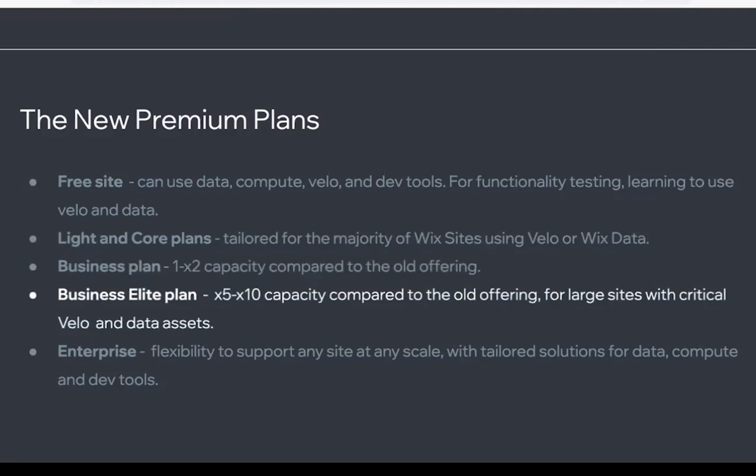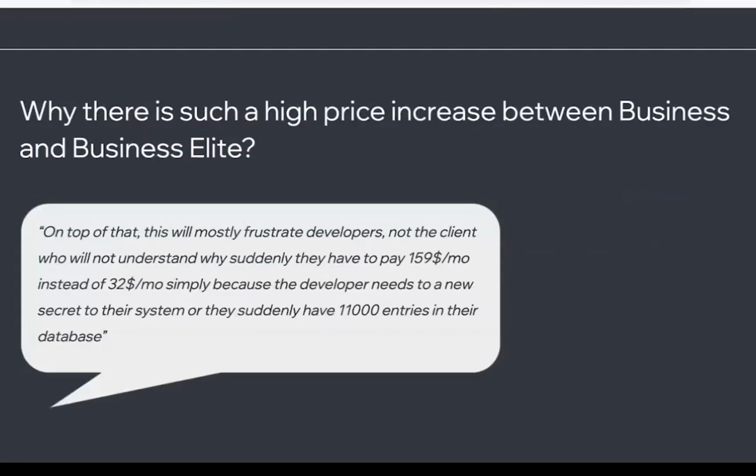Limits, and this plan is aimed at advanced sites with critical Velo and data assets. These sites heavily rely on using data and have complex backend logic. Here we heard your questions about the price increase between the business and Business Elite plan, and we just want to explain what is the reason for that.